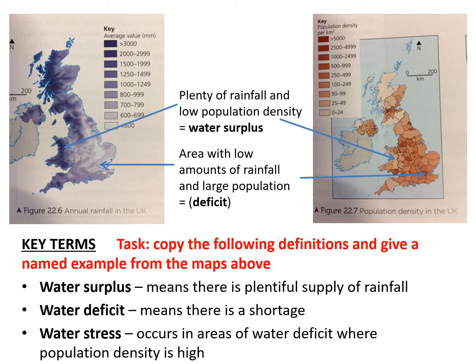Water stress occurs in areas of water deficit where the population density is high. So we can assume that London on that map, not only does it have a water deficit, so that means there's not enough water, there's a shortage, but they're going to be experiencing water stress. Okay, pause this slide, do that task. Should take you 3 minutes, then move on, please.